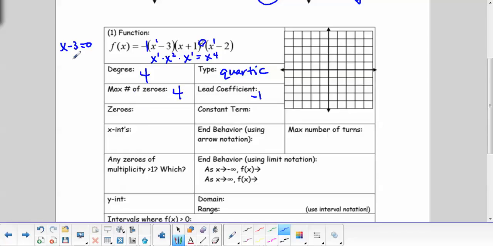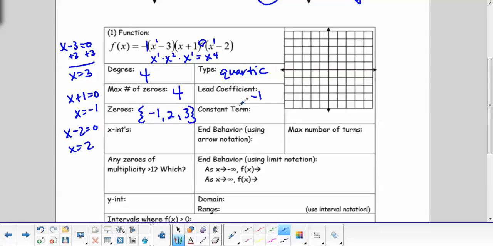Okay, so the zeros, this one is going to give you 3. If you have x plus 1 equals 0, that gives you x equals -1, and x minus 2 equals 0 gives you x equals 2. So your zeros are -1, 2, and 3.